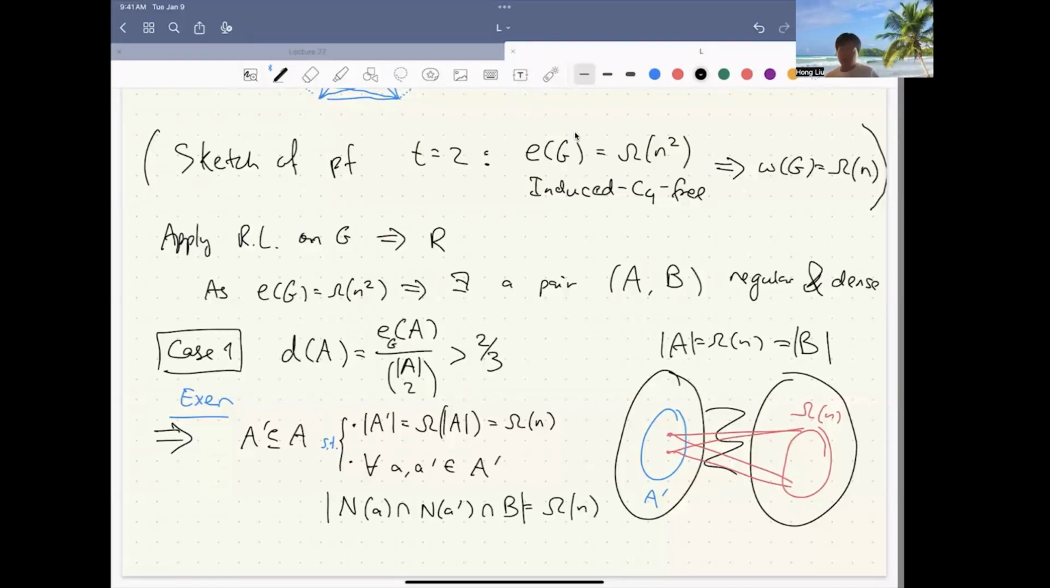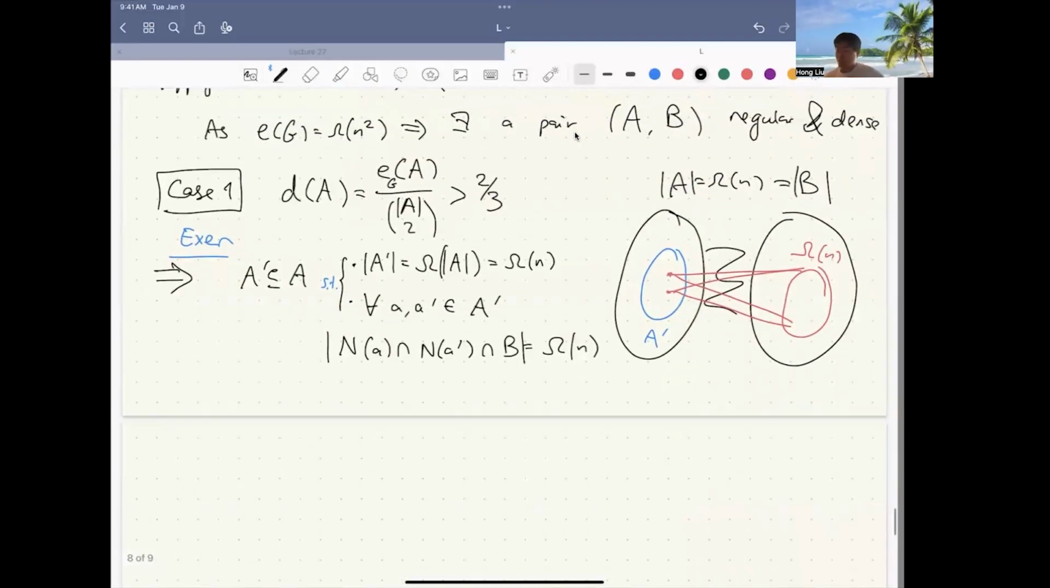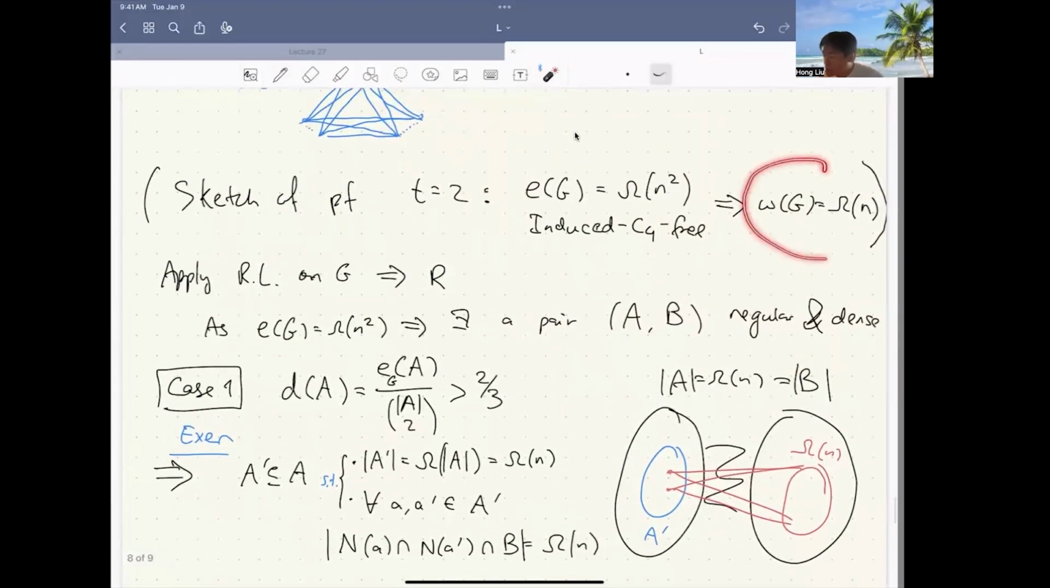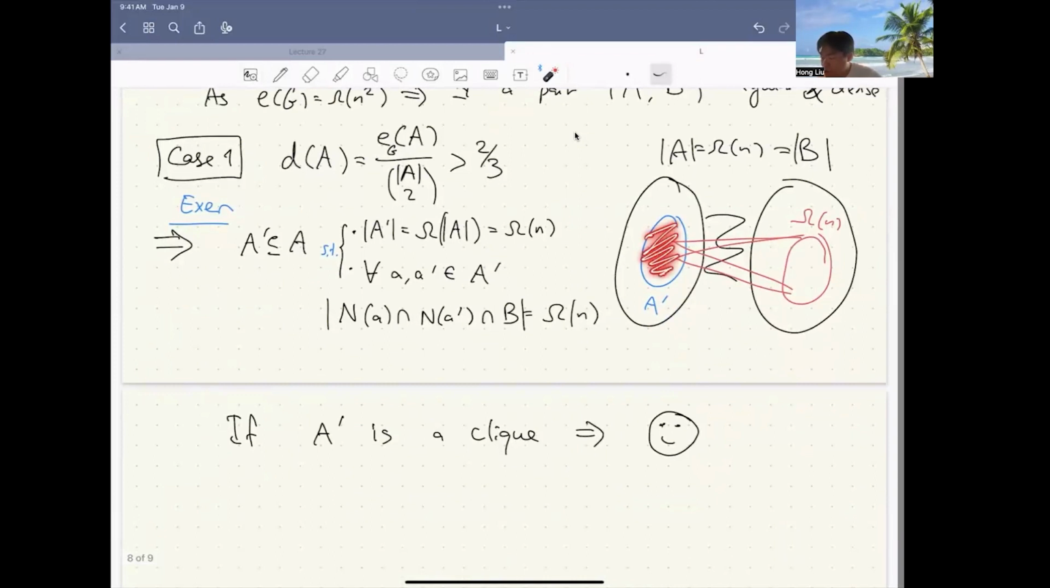This is an exercise. After proving this exercise, you will easily see that we are done. Why are we done? This is true for every pair of vertices in A prime. If A prime is a clique, we are done. We get a linear size clique. If this is complete, we are done, linear size. That means we can assume it's not complete, right?